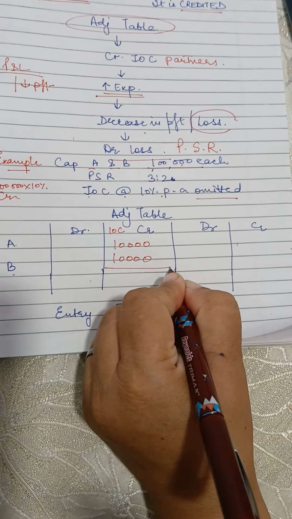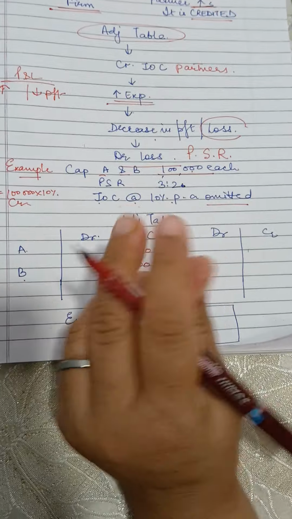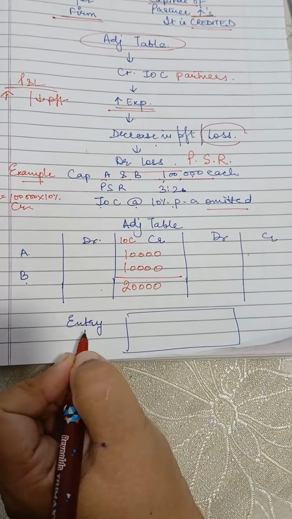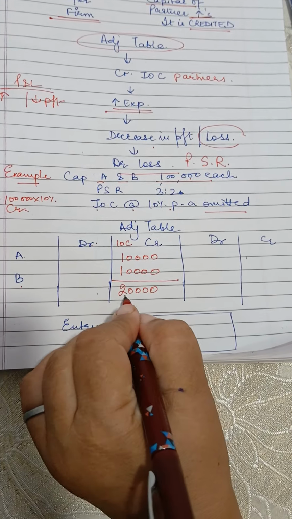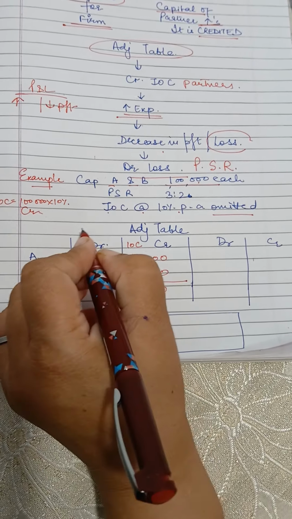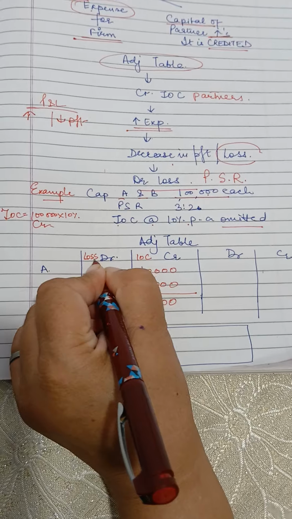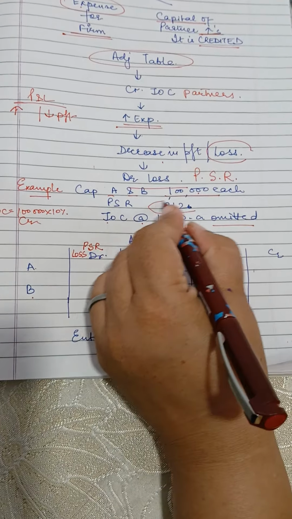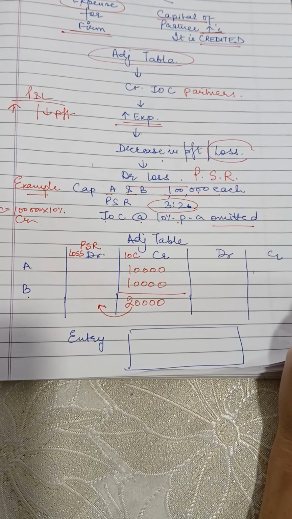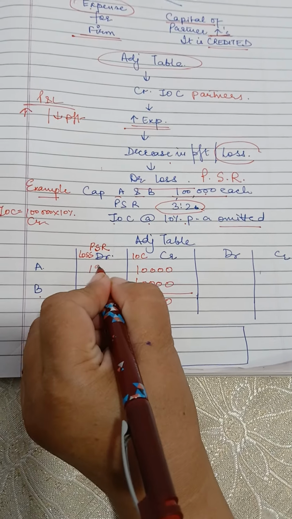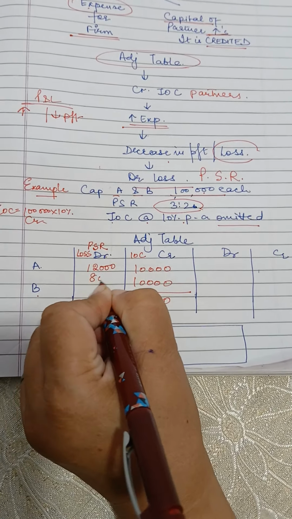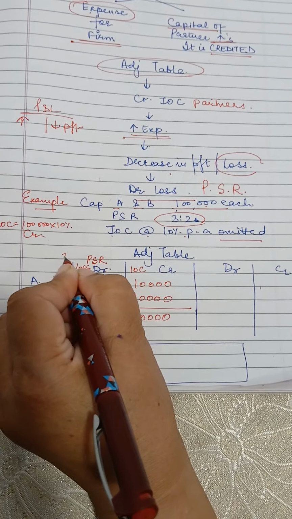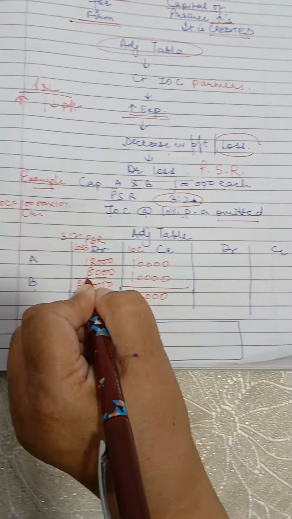When I give them 10,000, I am crediting them with IOC. When I credit their capital account, because if you remember, this is a replica of their capital account, I have credited their account with 20,000. This actually is an expense for the firm. This expense results in loss. That loss needs to be shared in PSR. PSR is 3:2. When I divide 20,000 in 3:2, it becomes 12,000 and 8,000. Same total 20,000 divided in 3:2 ratio, 12,000 and 8,000.